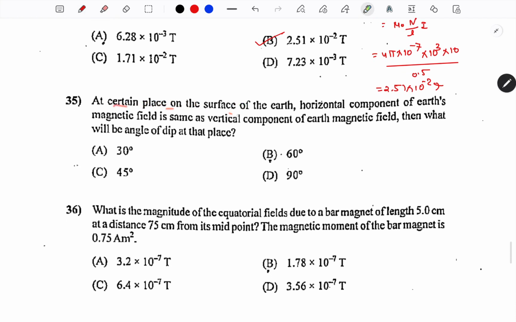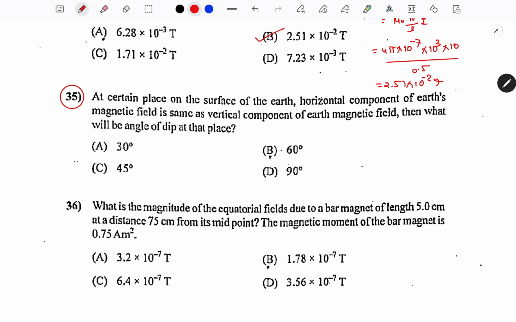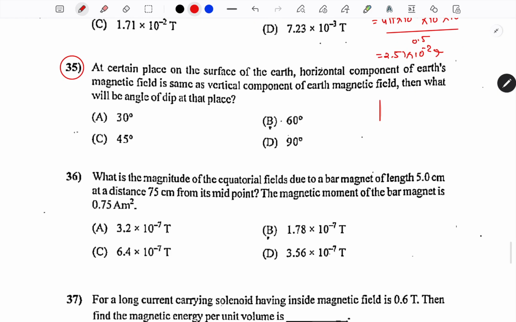At a certain place on the surface of the earth, the horizontal component of earth's magnetic field is the same as the vertical component. What is the angle of dip at that point? This question is not in our syllabus, angle of dip, but we can see the horizontal and vertical components of Earth's magnetic field are the same. So we can write tan theta is equal to V by H.